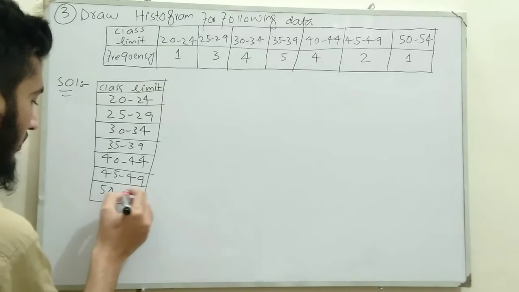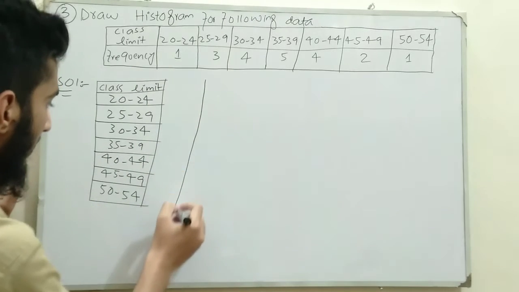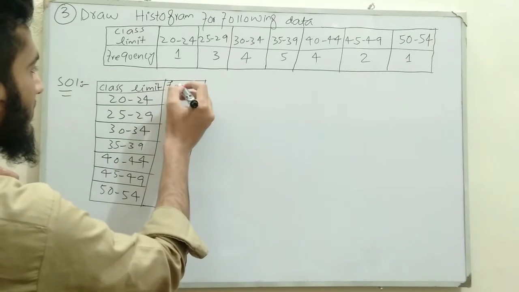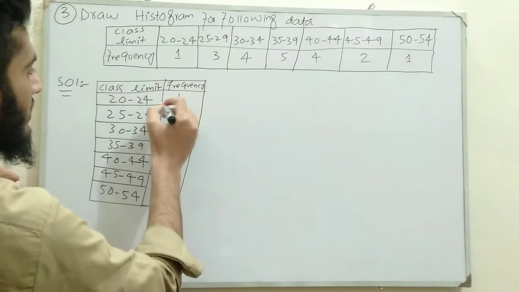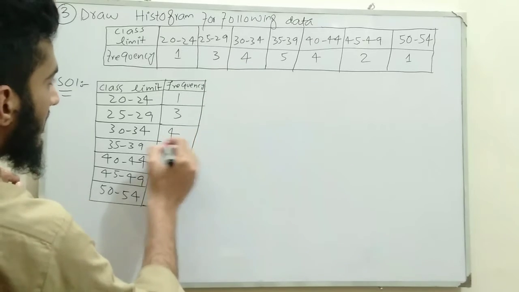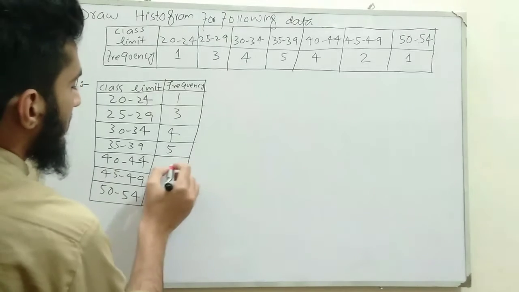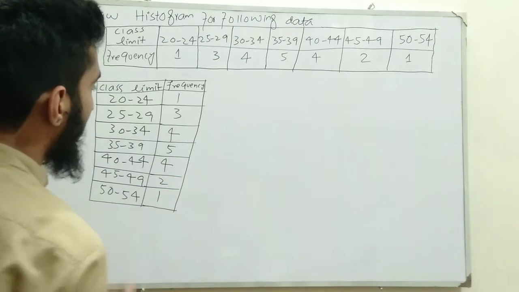Now after this we have the frequency given, so we will write frequency over here. Our first frequency is 1. The second one is 3. The third one is 4. The fourth one is 5. The fifth one is 4. The sixth one is 2, and the last, seventh one is 1.